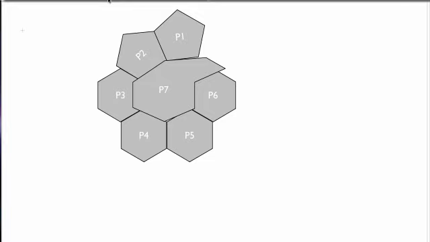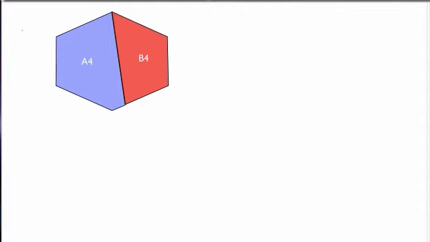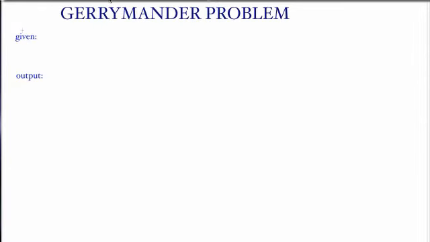So we're taking a simplification of this problem. We're assuming that we have a set of precincts. Each precinct has the same number of people, and each precinct has A_i people that vote for one party, and B_i people that vote for the other, and A_i plus B_i is always going to be the same constant, the same number of people per district. So this was our problem.